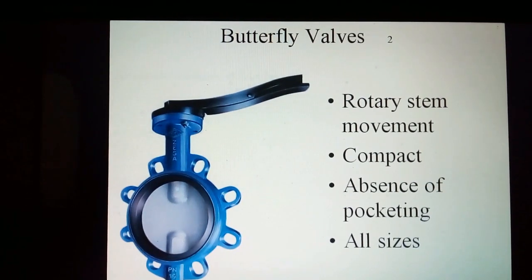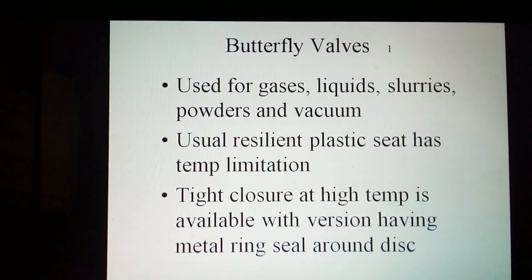Butterfly valves. This offers the advantage of rotary stem movement of 90 degrees or less, compactness, and absence of pocketing. It is available in all sizes, and can be produced in chemical resistant and hygienic forms. The valves are used for gases, liquids, slurries, powders, and vacuum. The usual resilient plastic seat has a temperature limitation, but tight closure at high temperatures is available with a version having a metal ring seal around the disc.